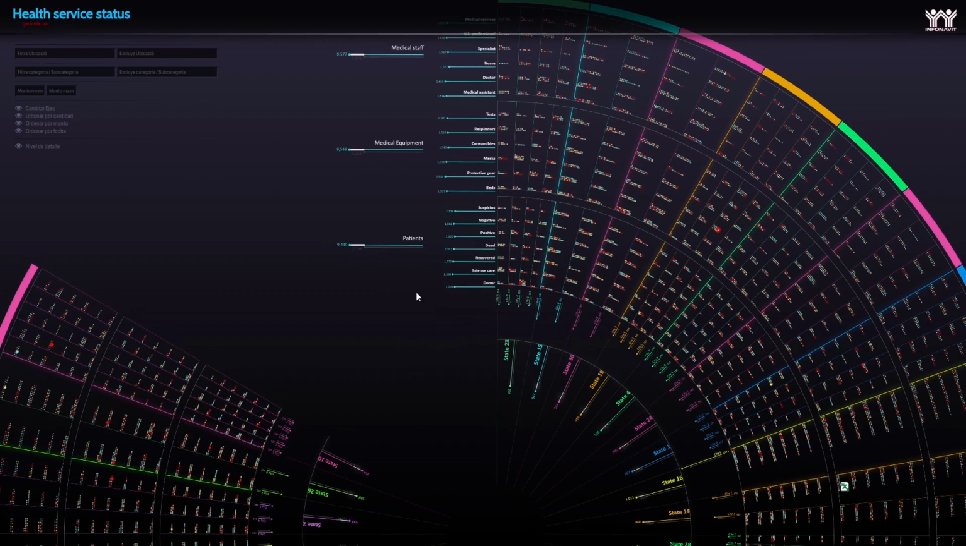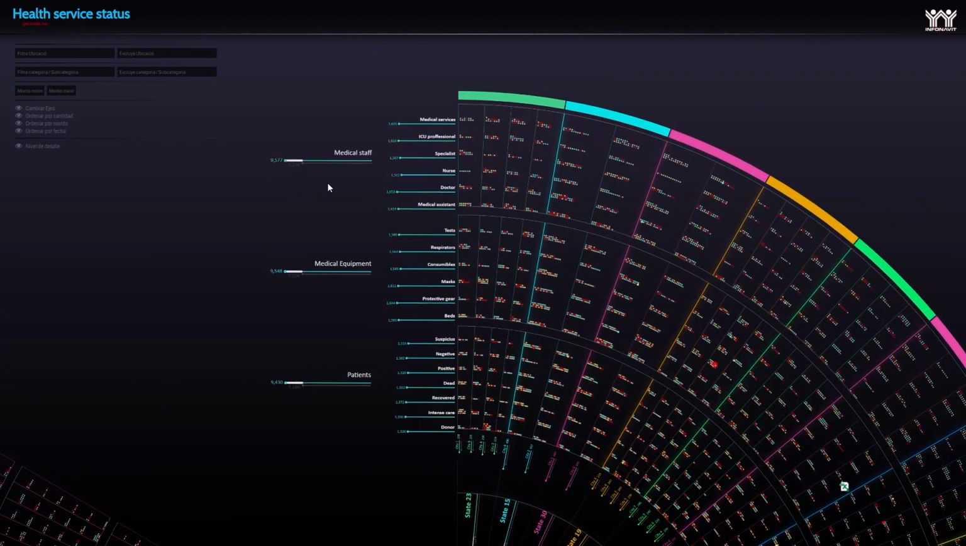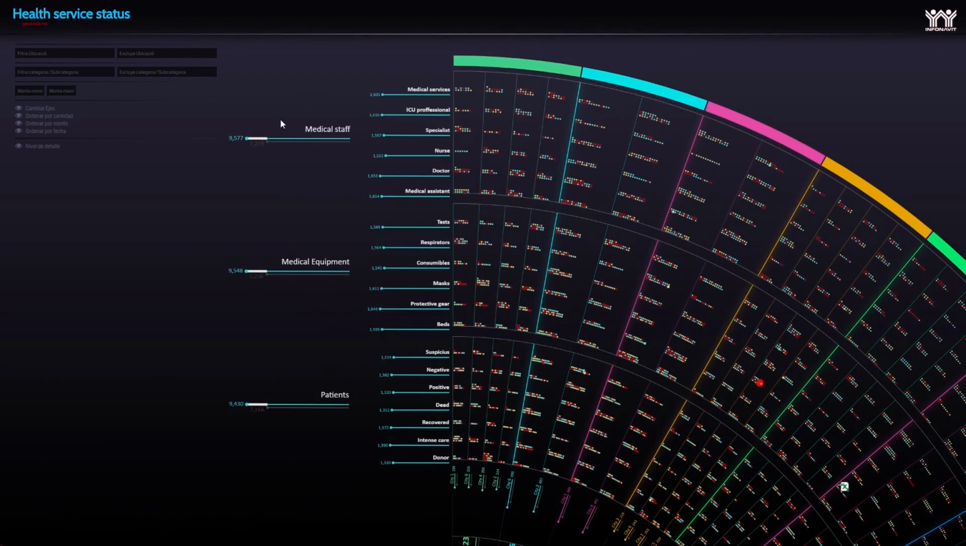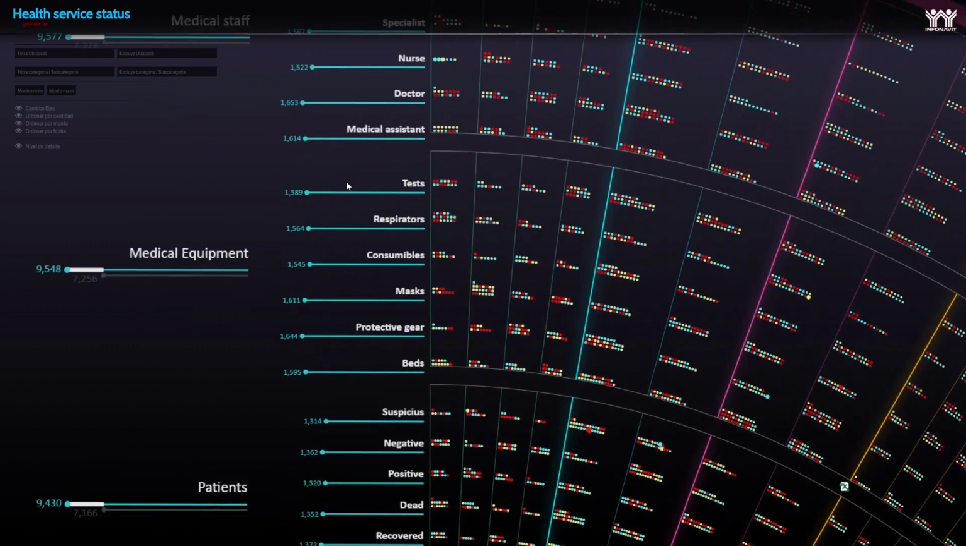Each one of the cities is represented by a slice of the pie, but we can zoom in and we can see the top part where we are doing a track for medical resources. We can see the availability and we can see the status of some of the assets that are on the field.